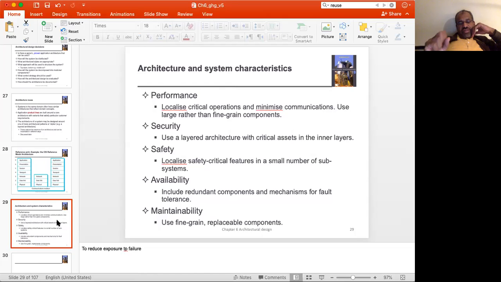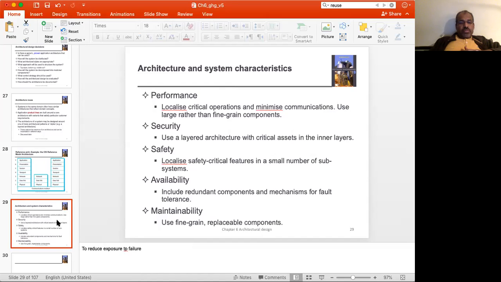Architecture is your fundamental means of reasoning about the system characteristics. These would be the emergent system characteristics or properties. As a result of you making certain architectural choices, you get certain levels of performance, of security, of safety, of availability, maintainability, and so on. Remember, you cannot achieve all of these characteristics and properties to the maximum level because there are trade-offs.